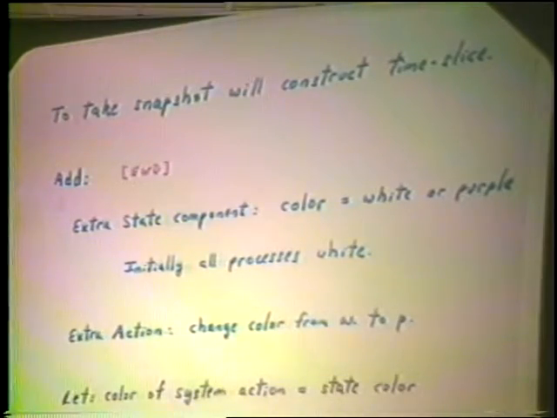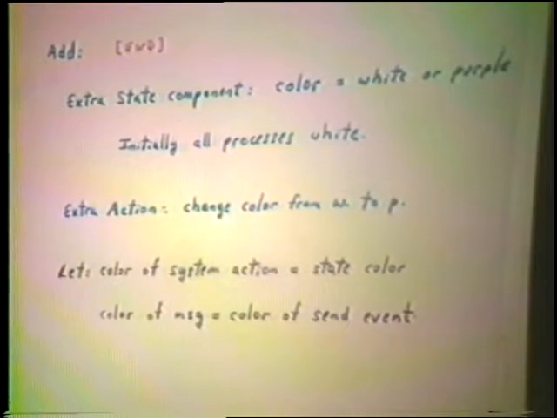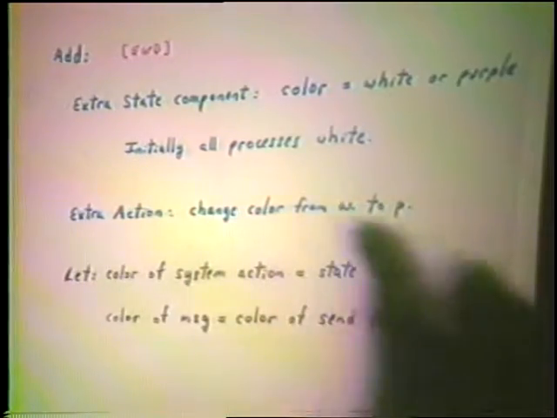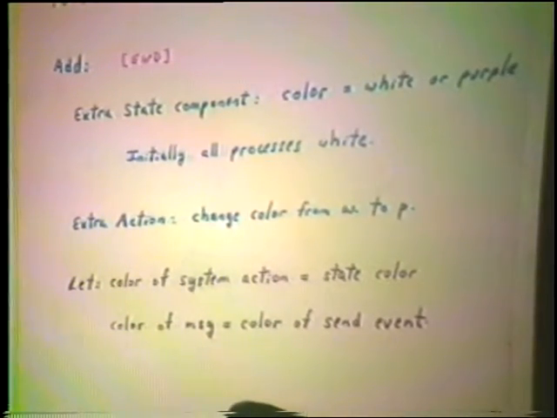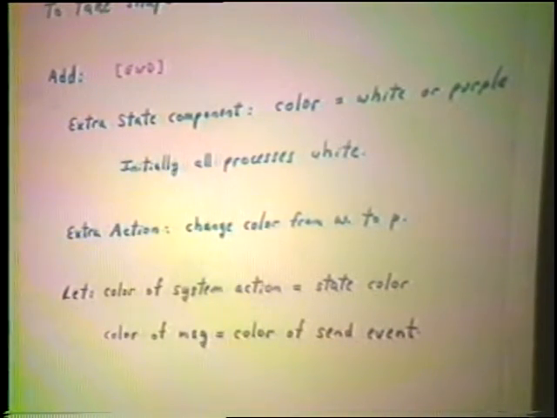And now a little bit of definitions. I'll let the color of a system action be equal to the color of the state at which that action takes place. And since color changes aren't system actions, the color of the process when it does a system action is well defined. It's either white or purple. It's not changed by the system action. And the color of a message will be the color of the event that sent the message. So a white message is one that's sent by a white process or by a white event, and a purple one is sent by a purple process or purple event.